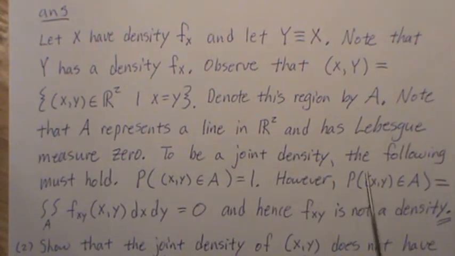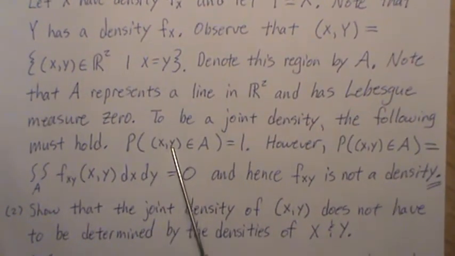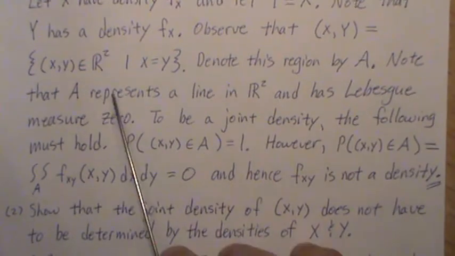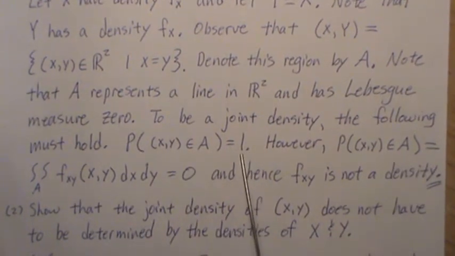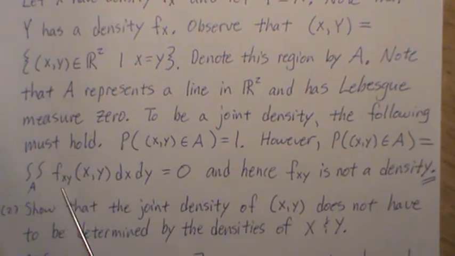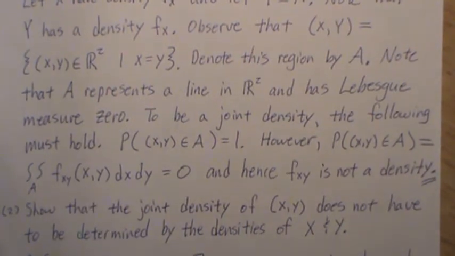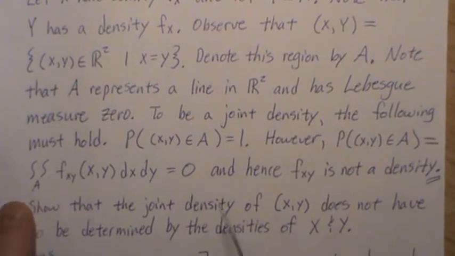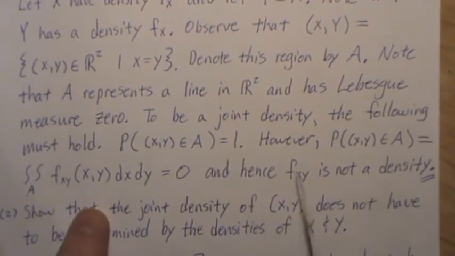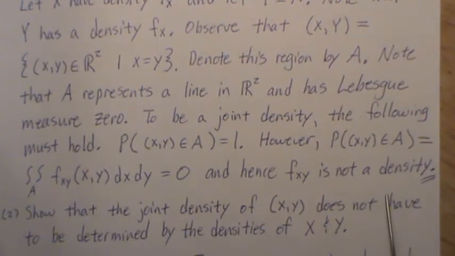Now, to be a joint density, the following must hold. The probability that this tuple is in A, that means the whole region, has to be 1. However, the probability that the tuple (X, Y) is in A is equal to the integral of the density of (X, Y). But since A has Lebesgue measure 0, this is 0. And hence f(x, y) is not a density because it doesn't integrate to 1.